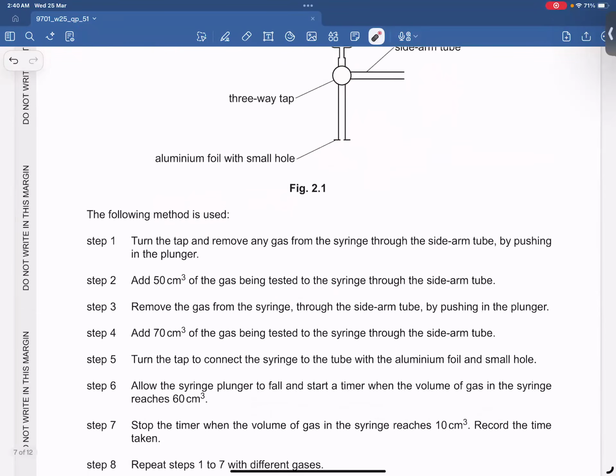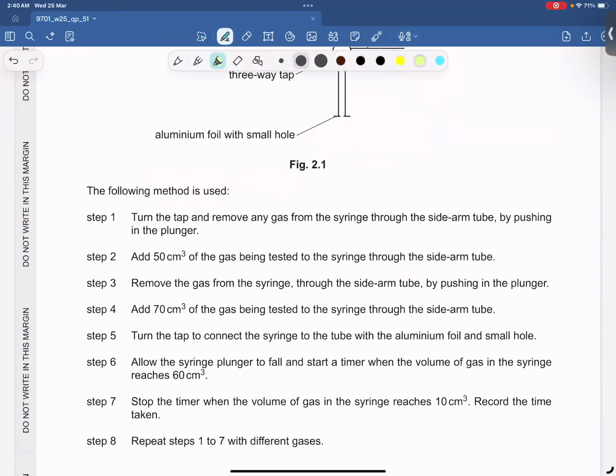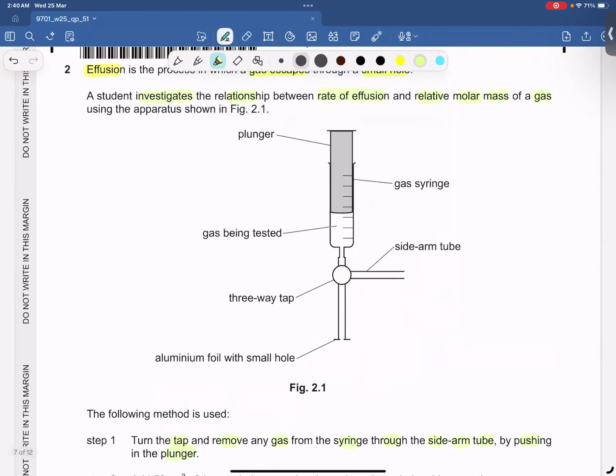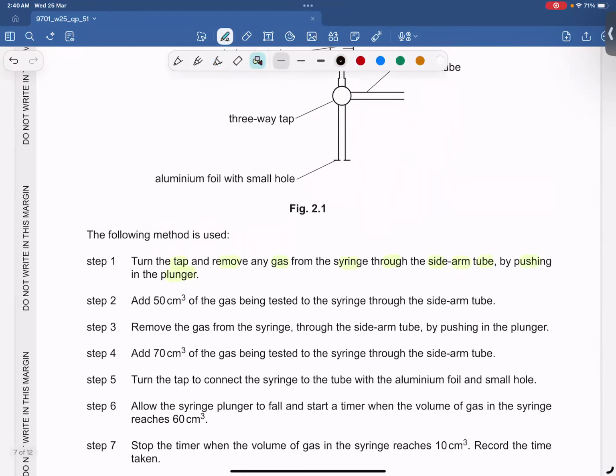The following method is used. Turn the tap and remove any gas from the syringe through the side arm tube by pushing the plunger, okay? So when I'm pushing the plunger, technically, I'm applying a pressure. Got it? It can't happen by itself. We must give some sort of pressure so that we can push the plunger.